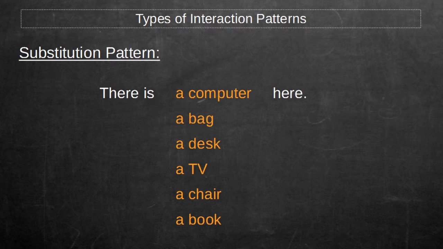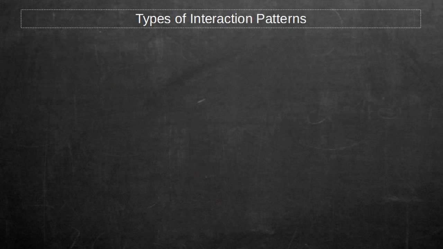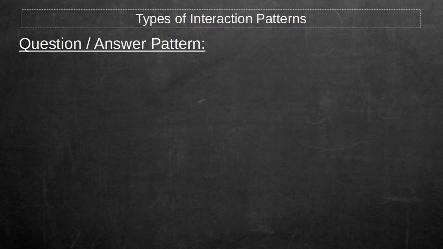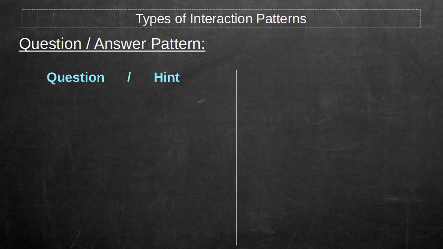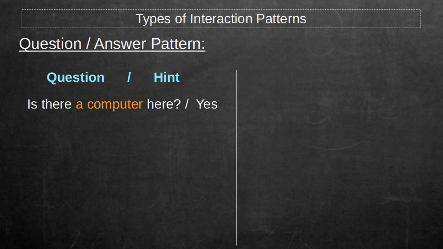But there are also several other kinds of patterns you can make, such as question and answer patterns. This is when you answer a question. Pretty obvious. In these kinds of patterns, the prompt is given as an extra hint with the question. The hint helps you to know how to answer.